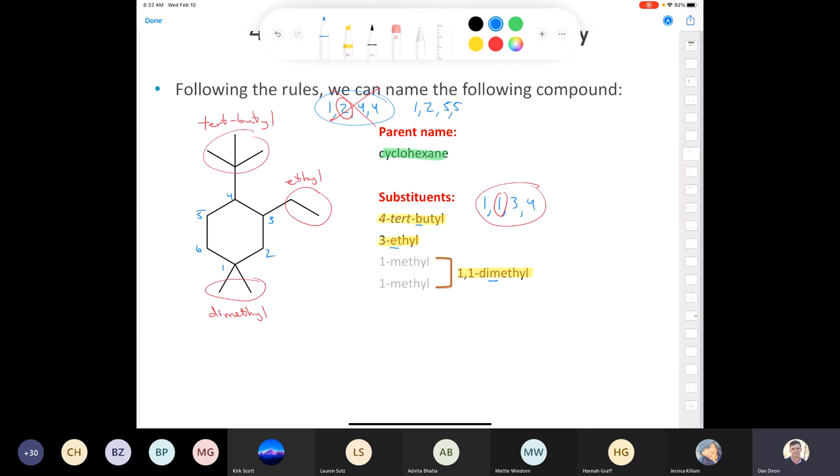So when we put all of this spinach together, I'll just erase this and we'll start over. Let's do it. Remember, we separate numbers and letters by a hyphen. We separate numbers and numbers by a comma. And we separate letters and letters by nothing. So we're going to have a 4-tert-butyl because we start with the letter B. After that, we have our 3-ethyl. After that, we have our 1,1-dimethyl. And then we don't separate that from the parent, which is cyclohexane, like that. Again, our alphabetization was B, E, and M. We ignore the tert prefix, and we ignore the di prefix. Again, the only prefixes we don't ignore in organic chemistry are iso, cyclo, and neo.